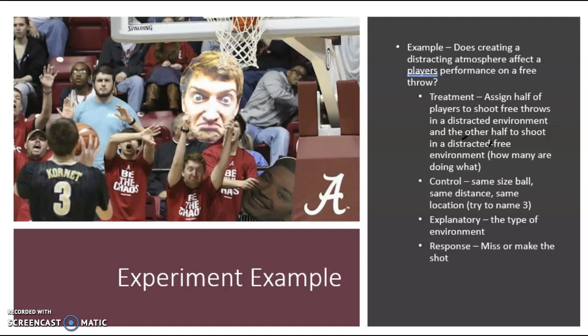Control, things you might want to think about. Make sure the ball is the same size. Make sure it's the same distance, same location. So that's all the things that you want to be the same. Explanatory. So this is what you're actually changing in an experiment. So in this case, we are changing the environment. So we're going from a distracted environment, lots of crazies running around trying to distract you, versus a quiet, distraction-free environment. And then, of course, response is going to be easy to measure, miss or make for the shot. So that's a good example.